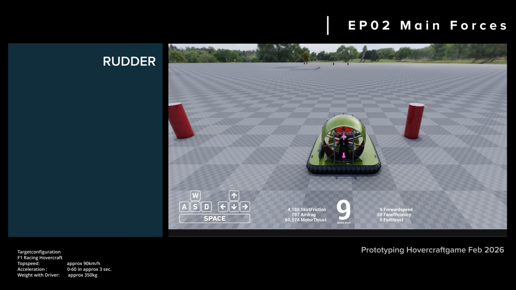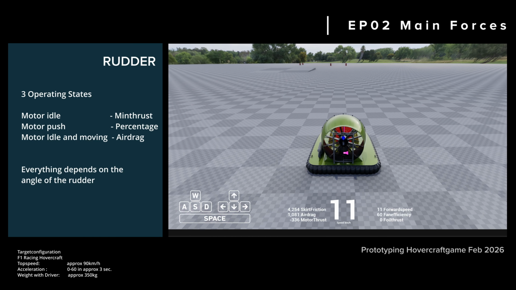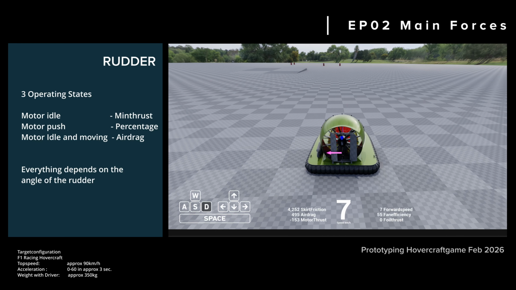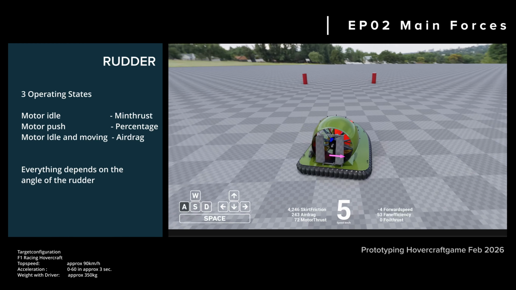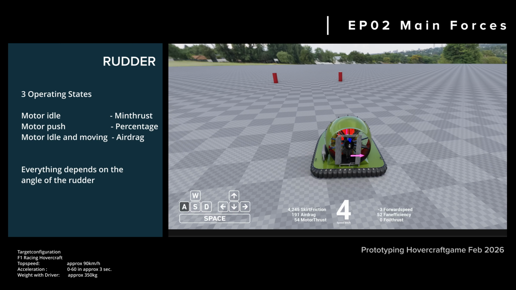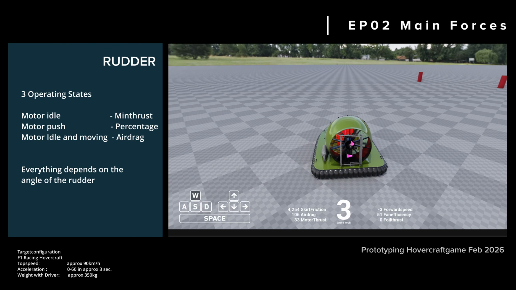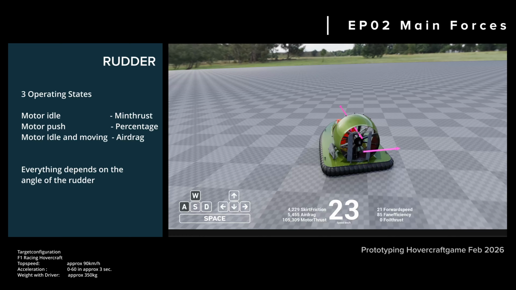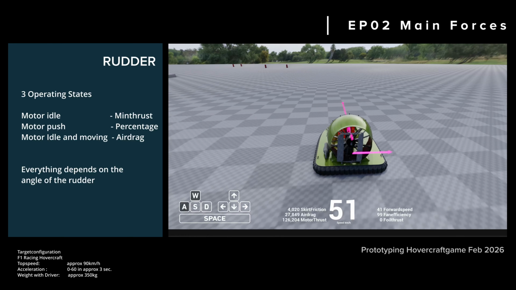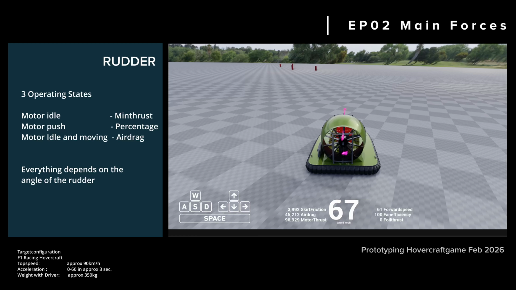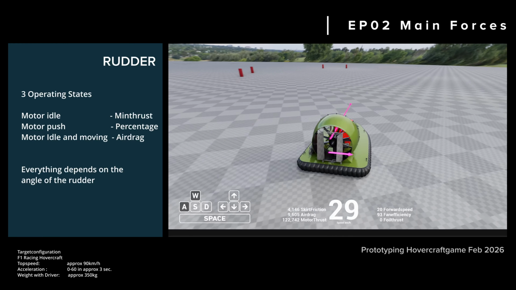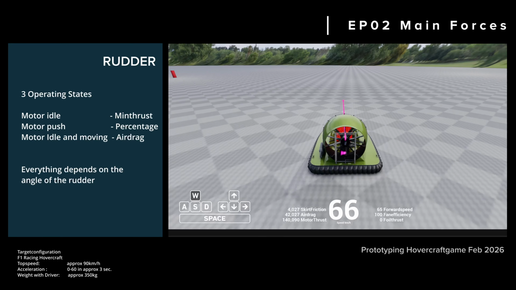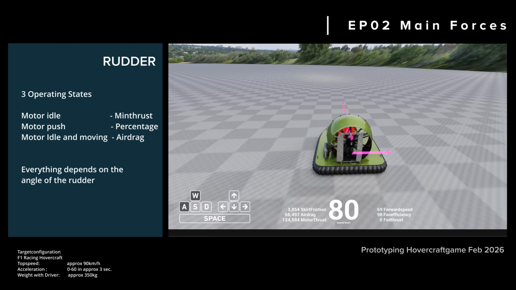The rudder has three primary operating states. When the engine is idling without power, the rudder has minimal force, shown as a pink arrow, and assists in turning the hovercraft while stationary. When engine thrust is activated, the force has a percentage strength of the engine power. During movement and when no throttle is applied, the strength of the rudder effect is calculated based on the speed and resistance. All these forces are reduced or increased by the rudder position.